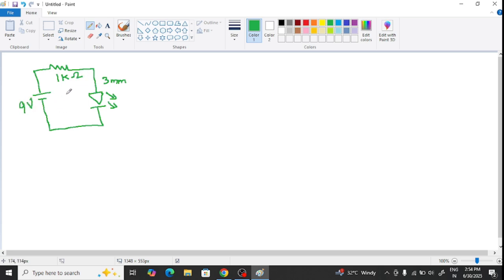So first we will discuss this circuit, and then I will tell you how to vary the current flowing through this LED. Generally, first we are going to find the current flowing through this resistor, the 1 kilo ohm resistor. Why the 1 kilo ohm resistor? Because this resistor and LED are in series. The current flowing through this 1 kilo ohm resistor is the current flowing through the LED.